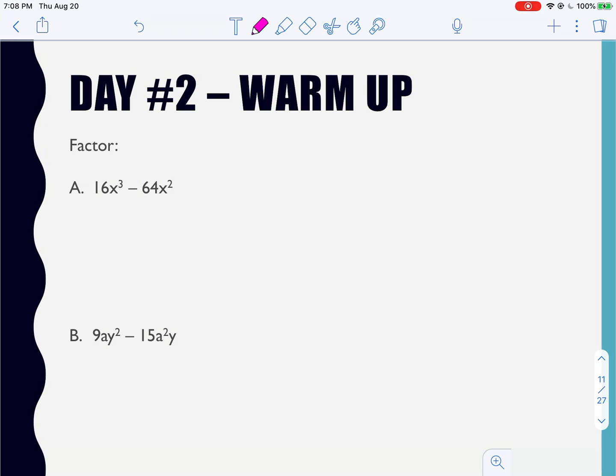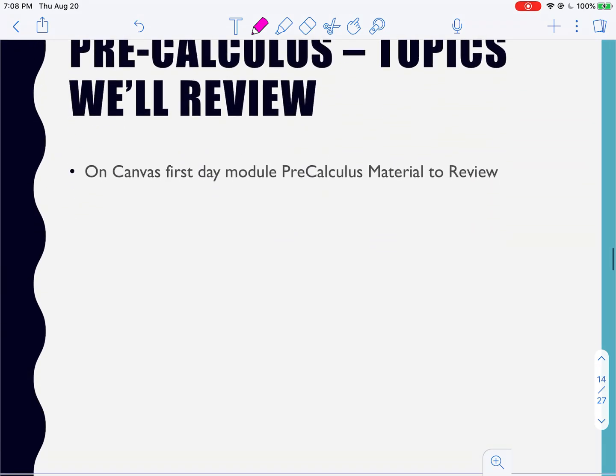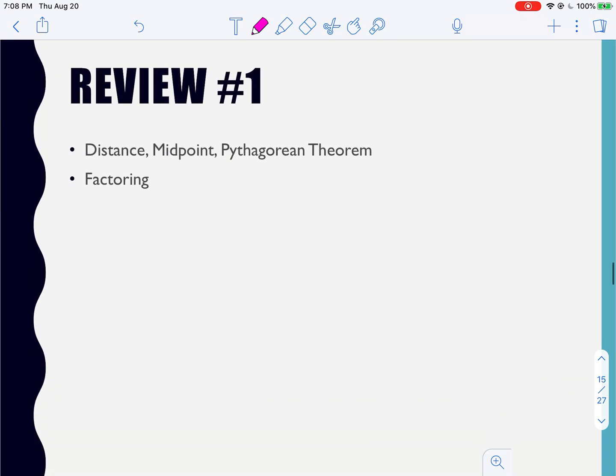If you would like to see this completed warm-up, you can click on the finished notes file right above the video notes, and that would have the completed warm-up. So today we are going to talk about the distance formula and the midpoint formula. The Pythagorean theorem goes with the distance formula, so we'll review that and we'll review some factoring.